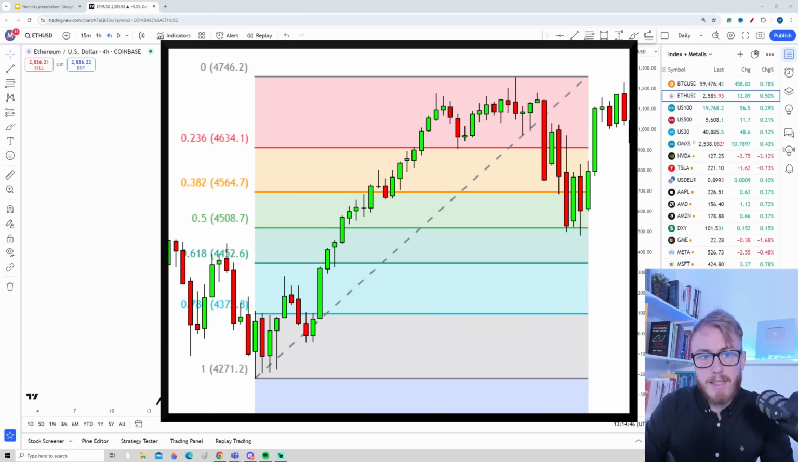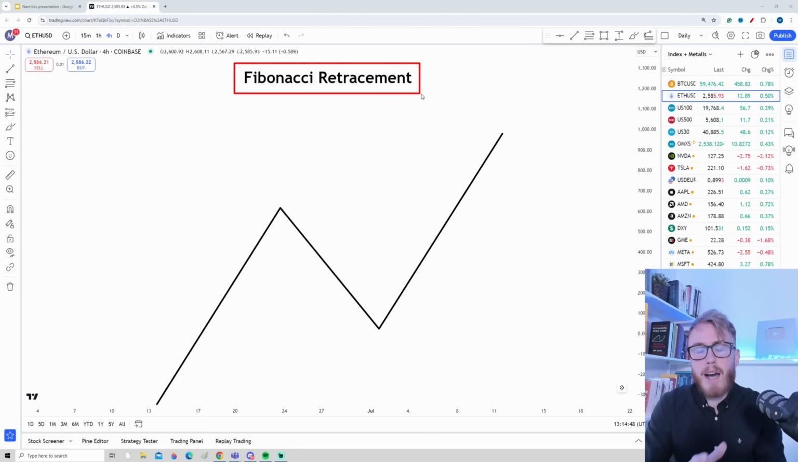Alright then, now let's switch the attention and take a look at a tool called Fibonacci Retracement. More specifically, let's take a look at how this tool relates to market structure.